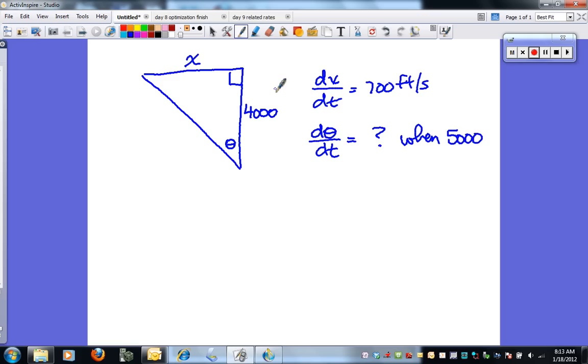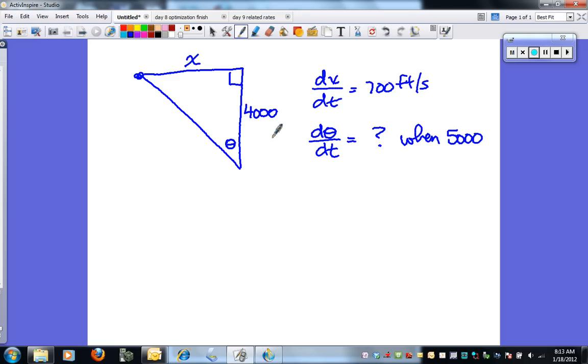Now, does it matter? And this is a question to think about as we go on. Is d theta/dt going to be affected whether it's 5,000 feet to the west, or whether it's 1,000 feet to the east, or whether it's directly overhead? So think about that. Is that going to affect this angle, this rate of how this angle is changing?